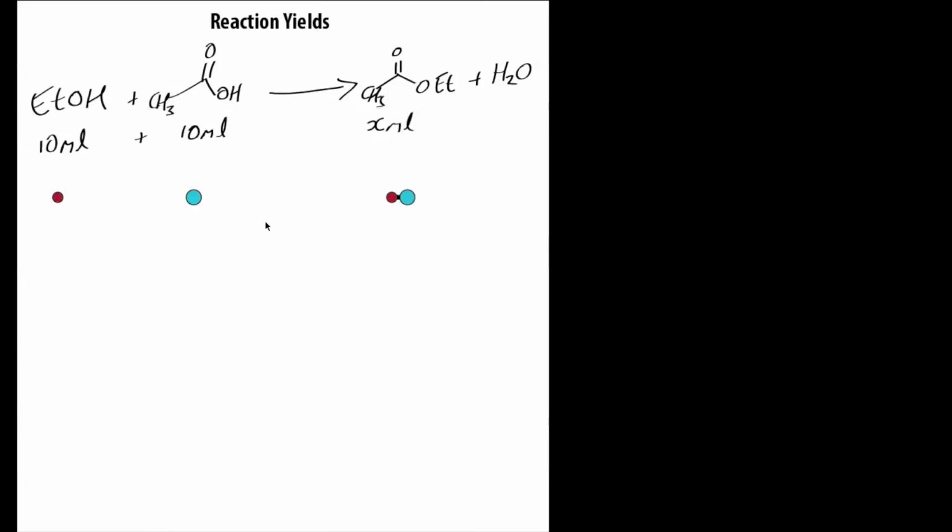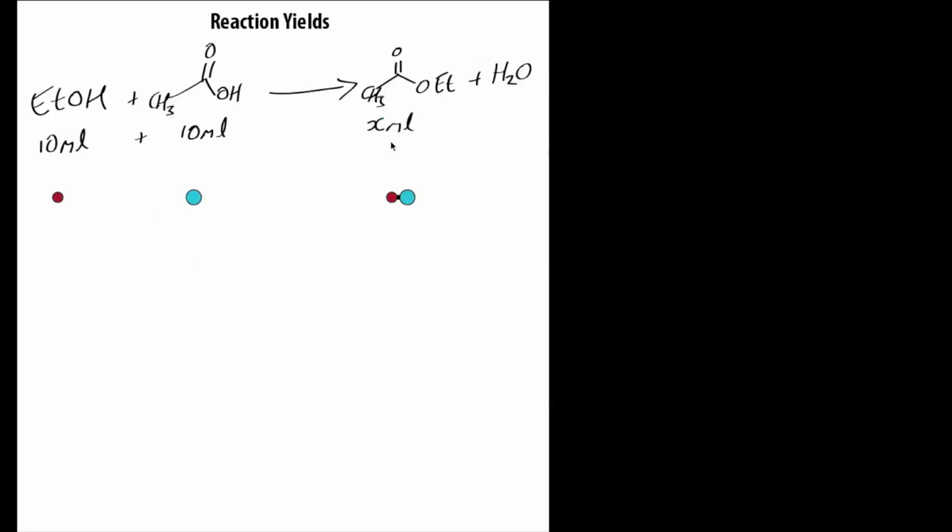Hi, in this tutorial we're just going to go over reaction yields. I'm going to try and do it systematically so we can get a nice structure to how you go about calculating the actual yield you should expect if you react two things together. In this example I've got ethanol reacting with acetic acid to give ethyl acetate and water as a byproduct.